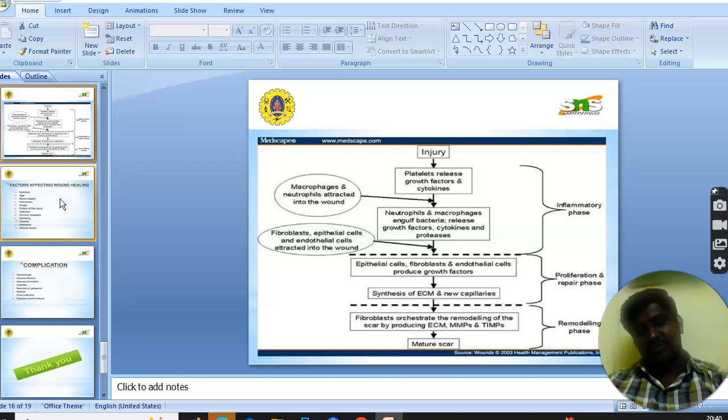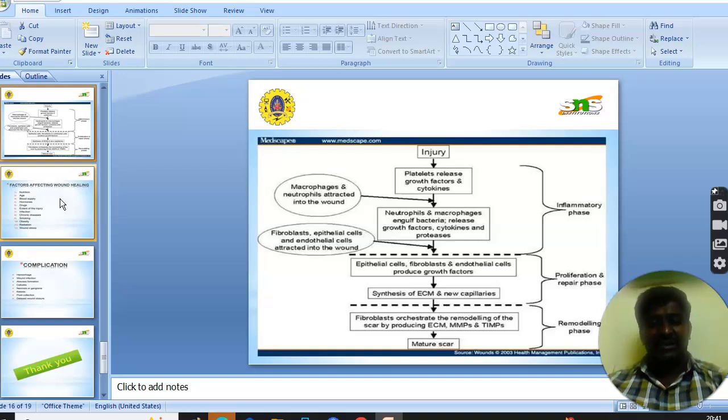Next, we will see the flow chart for wound healing. After the injury, the platelets release growth factors and cytokines. Next, macrophages and microphages are activated at the wound site. Next, macrophages engulf bacteria and release growth factors, cytokines, and proteases. Next, fibroblasts and epithelial cells attack the wound sites. Epithelial cells, fibroblasts, and endothelial cells produce growth factors. Next, synthesis of ECM and new capillaries.